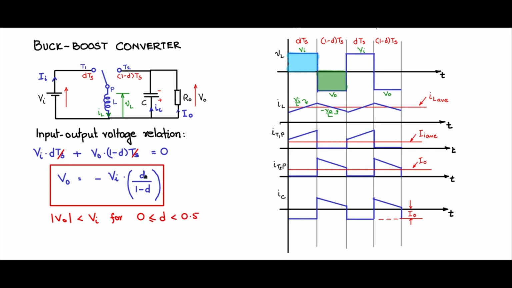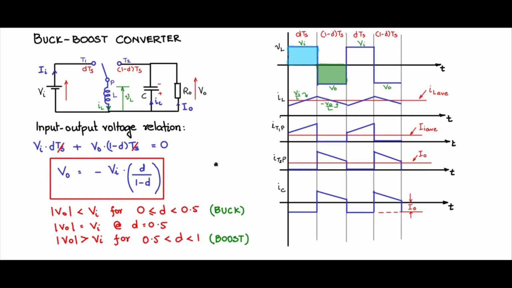So between 0 and 0.5, when the value of D is less than 0.5, you will see that this is less than 1 and therefore it is attenuation or buck operation. V0 is equal to Vi for D equal to 0.5, where the attenuation factor is 1 and therefore V0 is Vi by magnitude. And V0 is greater than Vi for D between 0.5 and 1, during which time this ratio becomes greater than 1 and therefore it is boost operation. Therefore, this converter operates in buck mode for D less than 0.5 and in boost mode for D greater than 0.5, and therefore it is called the buck boost converter.